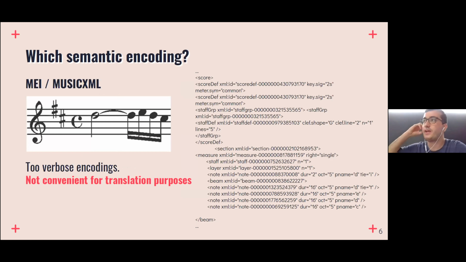So the first question that may arise when we make a translation between an agnostic and a semantic encoding is which semantic encoding we should use, as there are multiple ones and it is difficult to choose whether using one or another. So the first idea that we came up with was to use MEI or MusicXML encoding languages. However, we discarded this option because they are too verbose encodings, as we can observe in this slide, where we need a lot of tokens to represent a sequence, and it is also not very convenient for this verbosity, as it is difficult to align the agnostic encoding sequence with the semantic one.